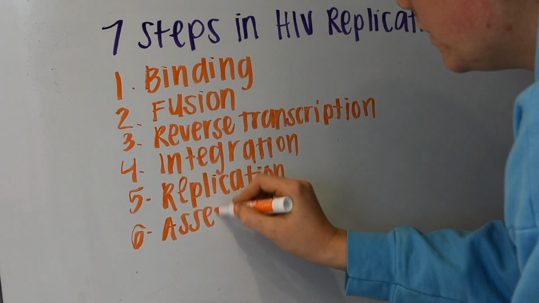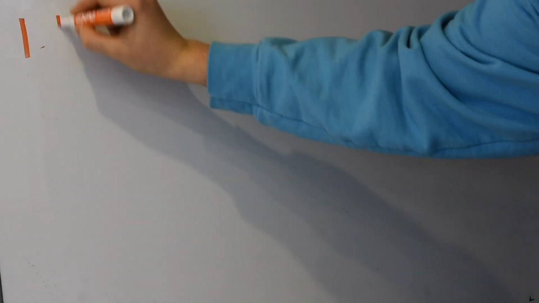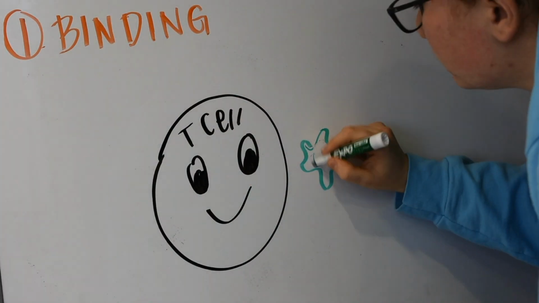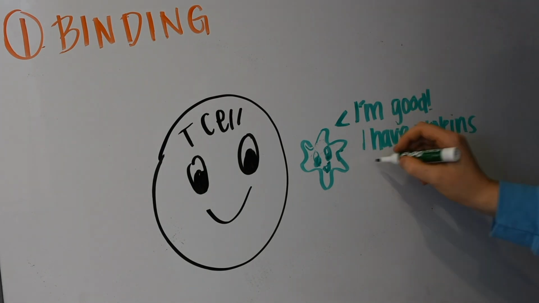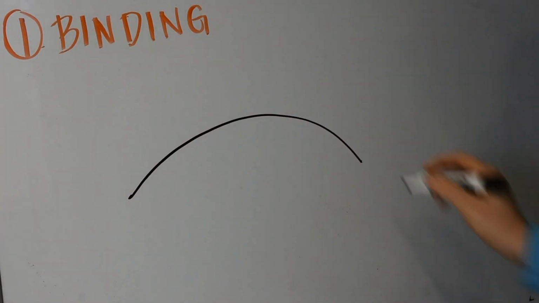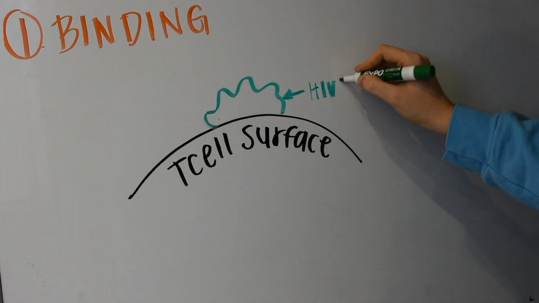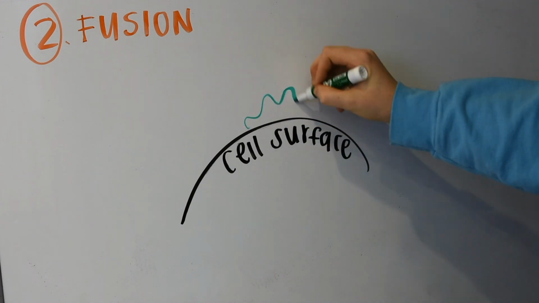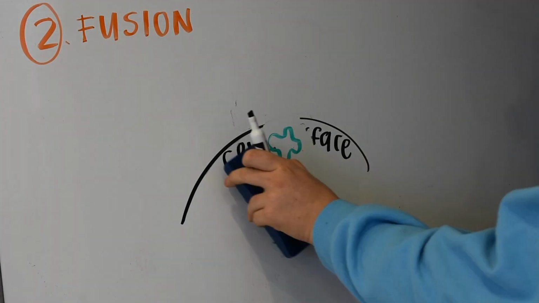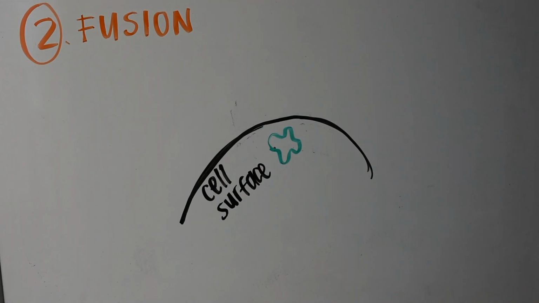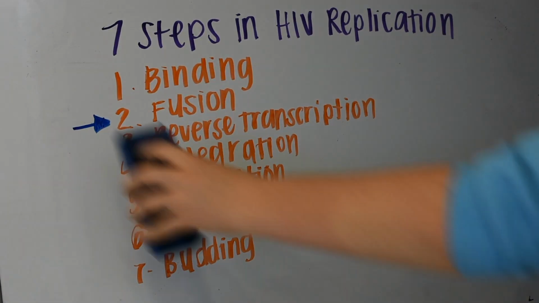of the body. The first step is binding, or the attachment of the virus onto the T cell. It tricks the host cell by offering proteins that the cell needs to survive, and uses those proteins to connect itself onto the surface of the cell. After this, the second step begins, fusion. Fusion is when the virus inserts itself into the cell by using those proteins which the cell needs and penetrates the cellular membrane or the cell surface.